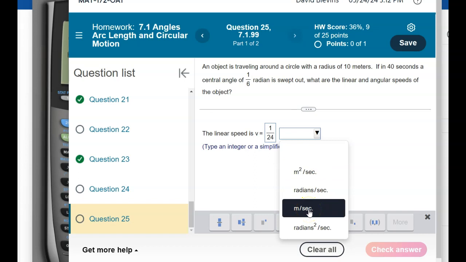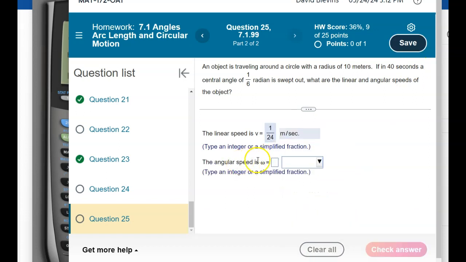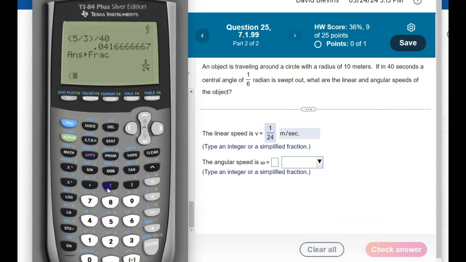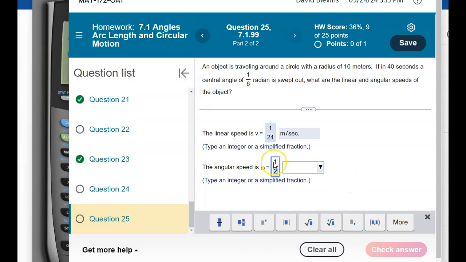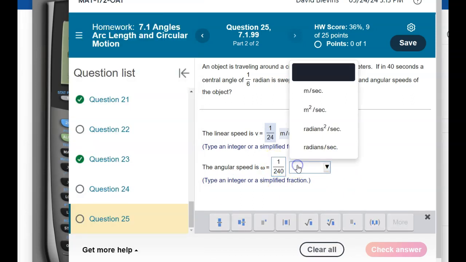Linear speed is your radius units per your time units, so meters per second. Then the angular speed is how the angle is changing. That is the radian measure right here, 1/6 in 40 seconds. So I'm just going to do again the fraction 1/6, divide that by 40, and then it once again says simplified fraction, so math into a fraction. That's 1/240th, so 1 over 240, and then these units are radians per second.